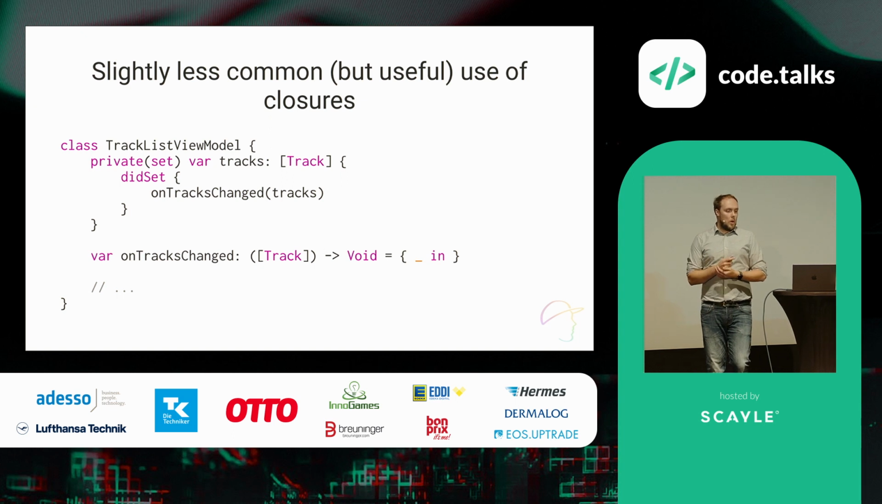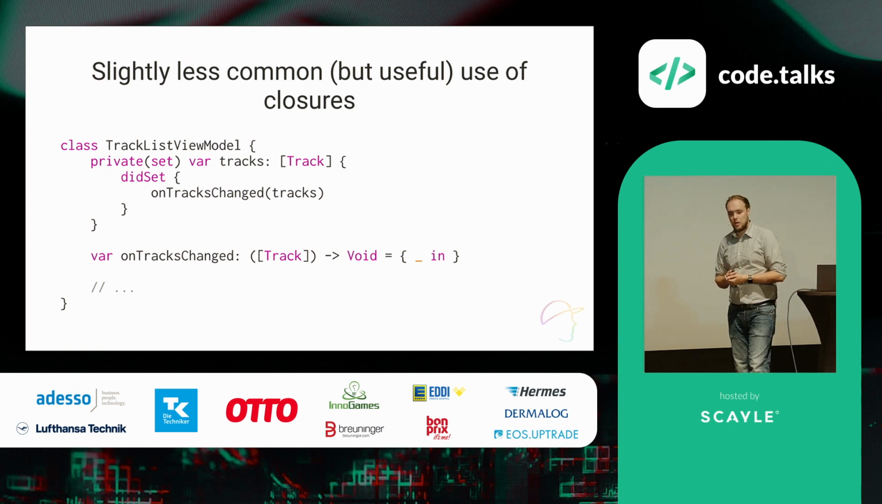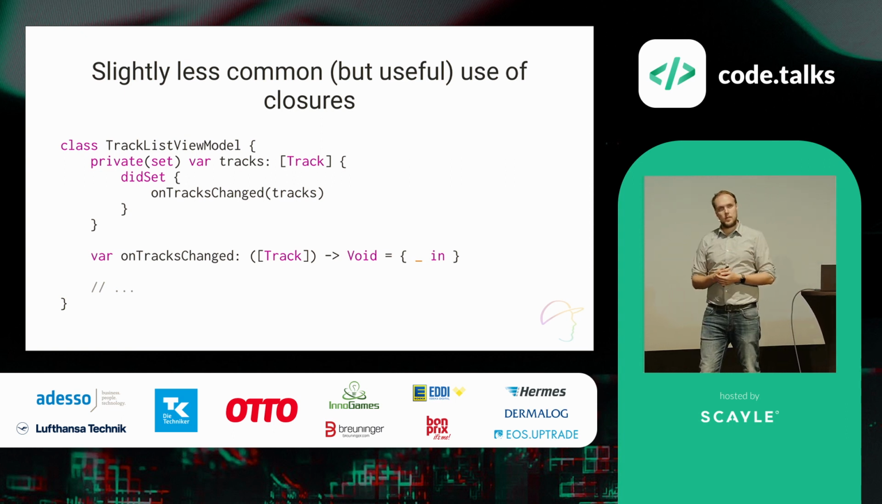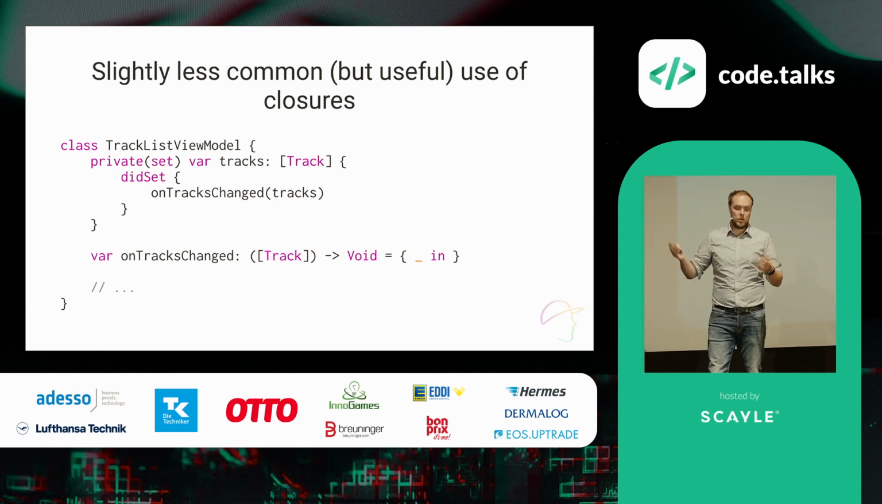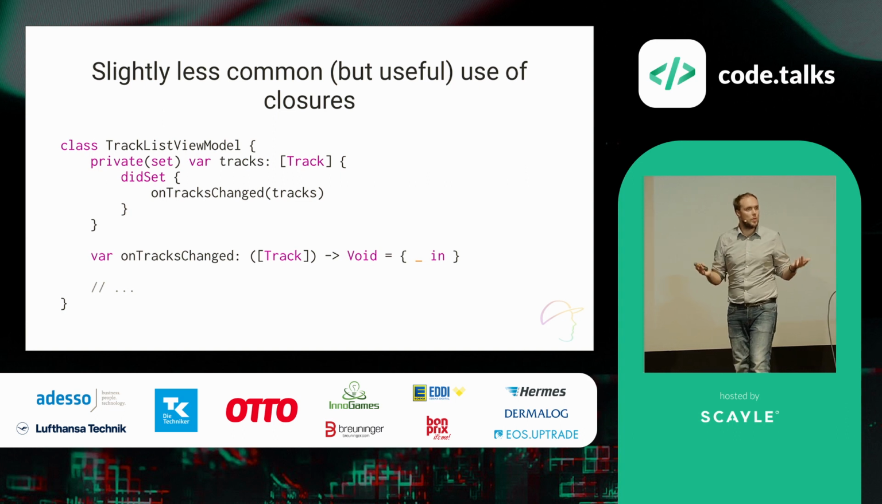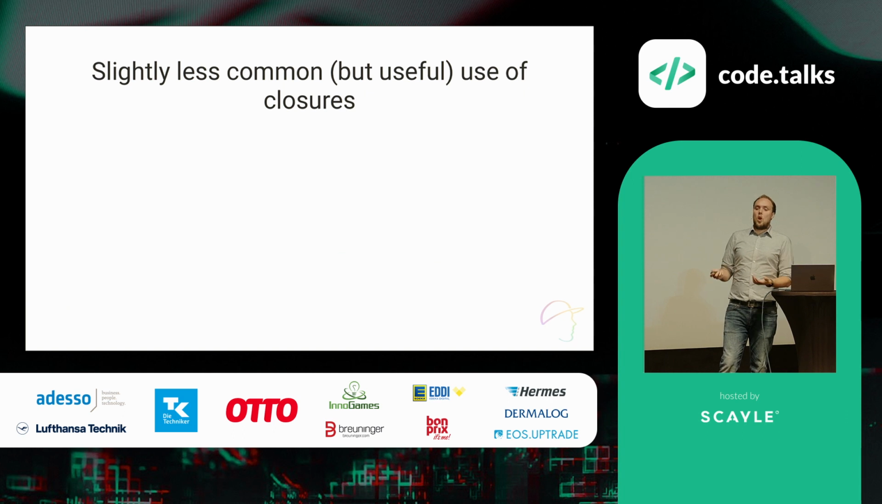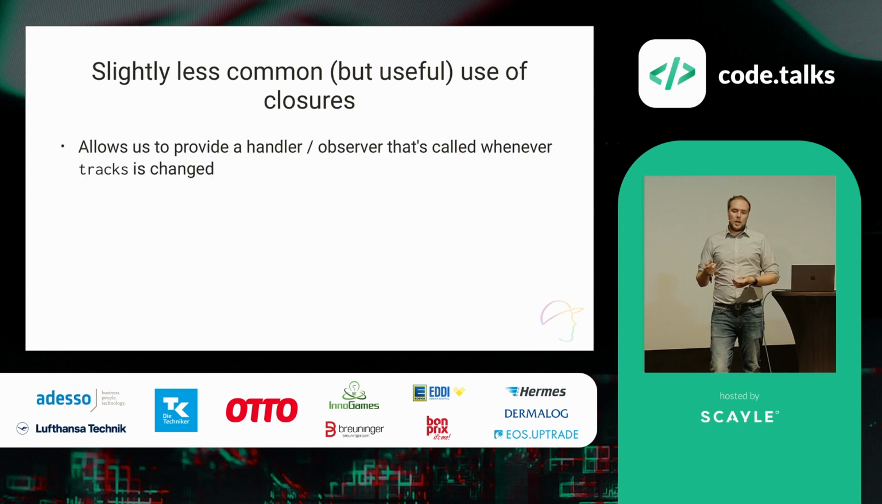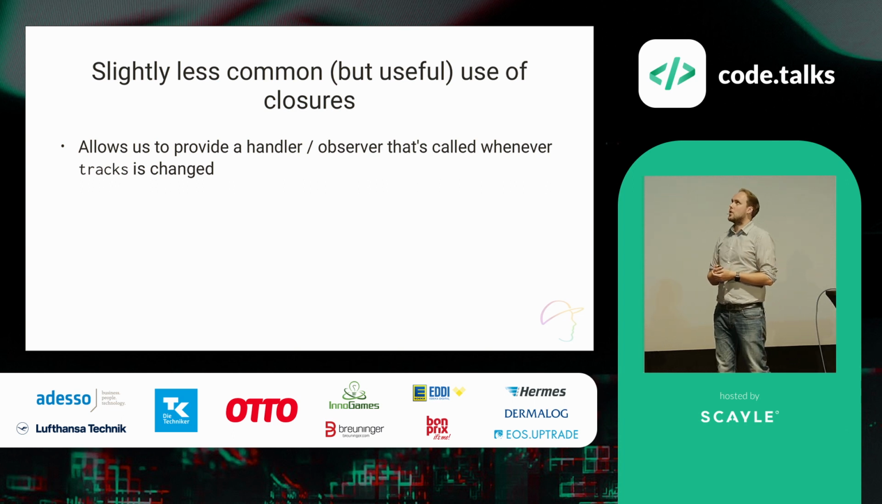Now, a slightly less common use of closures that I've seen is something like this. The purpose here is to observe state. What you're looking at is a property called tracks, and whenever that changes, a closure called onTracksChanged is called, and somebody can assign a value to that closure to have that be the handler for changes to this property. While it's not very common, it is useful, and this pattern allows us to provide a handler or observer that's called whenever tracks is changed. So whenever our state changes, we can be informed about it.